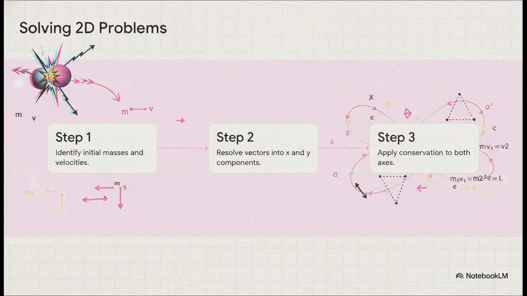And by breaking the problem down into these specific 3 steps, you can solve some wildly complex 2D collisions without getting overwhelmed by a giant wall of numbers. Step 1, always identify your initial masses and velocities before the crash. Step 2, resolve your final velocities into those x and y vector components using the sine and cosine angles we just talked about. And finally, step 3, apply the law of conservation to both the x-axis and the y-axis independently to solve for your unknown variables.